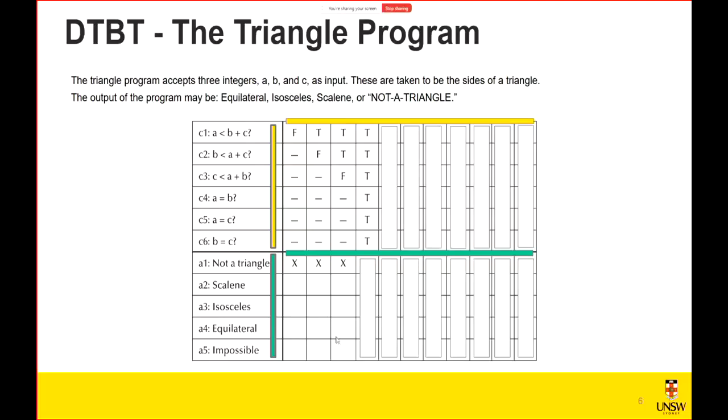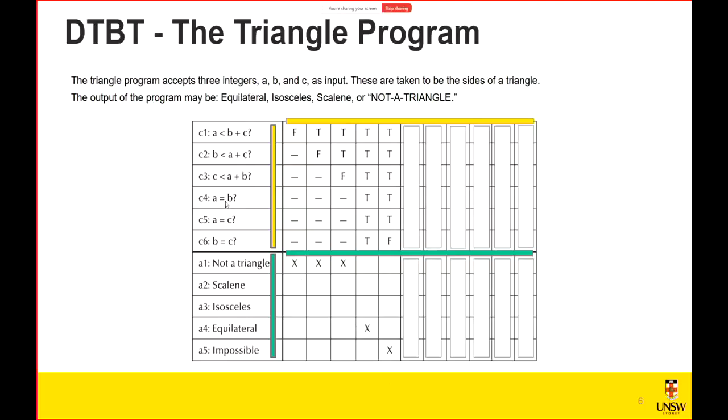Yes, equilateral. Because all the sides are equal to each other, the action is A4. And then let's change one of them to be false. Assume that we turn C6 to be false. So what would be the action here? It's actually action 5, impossible.